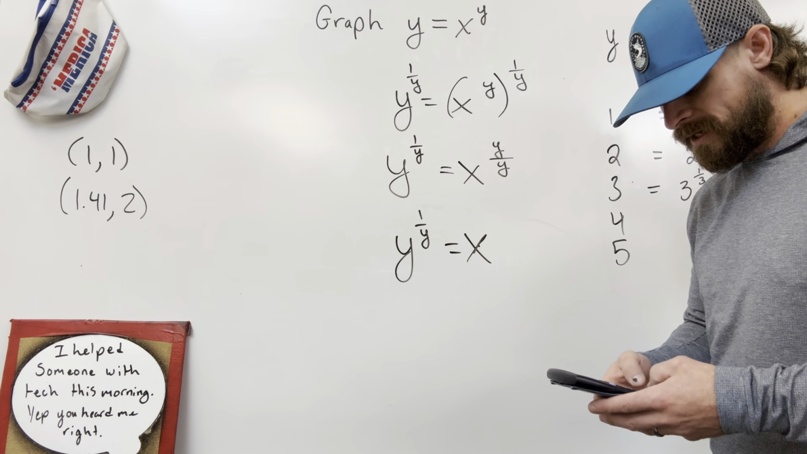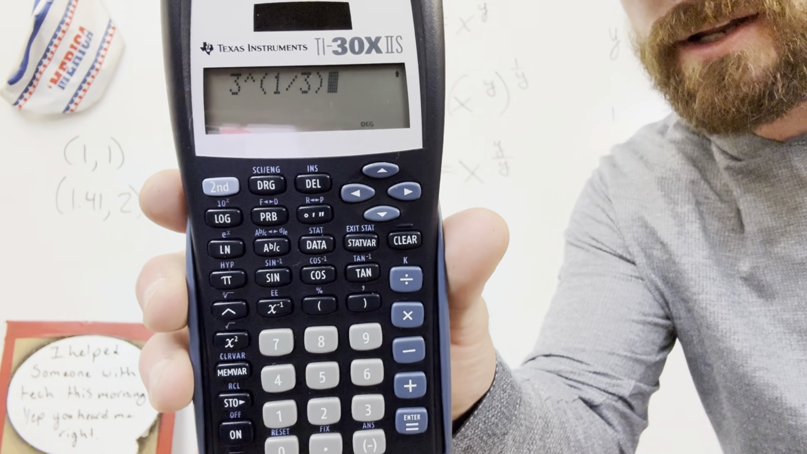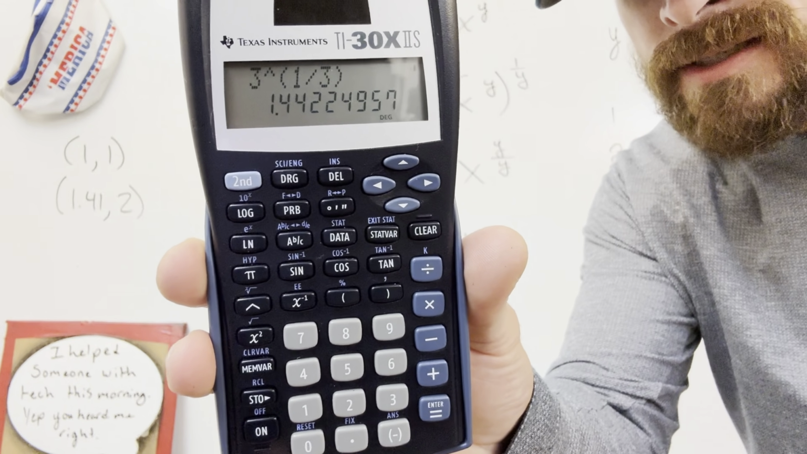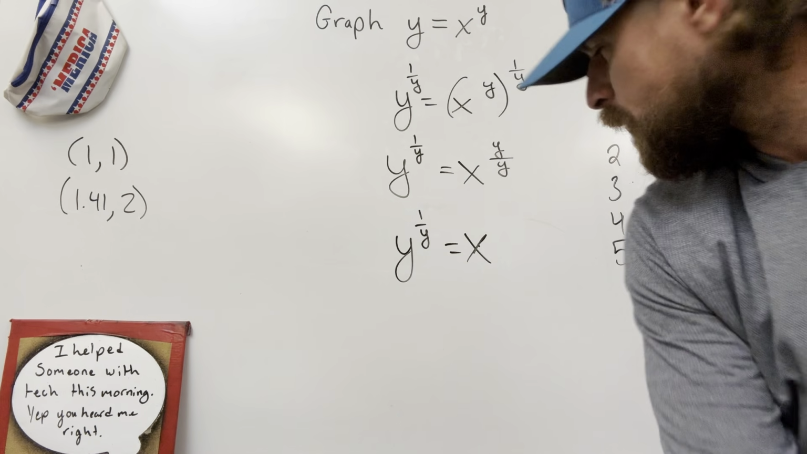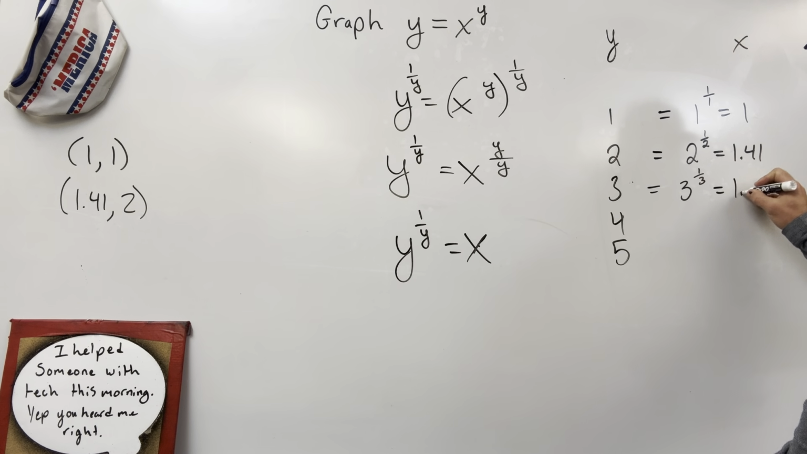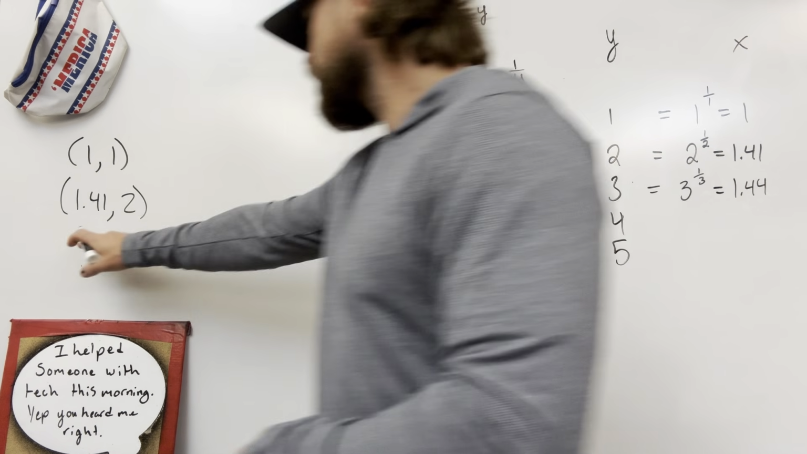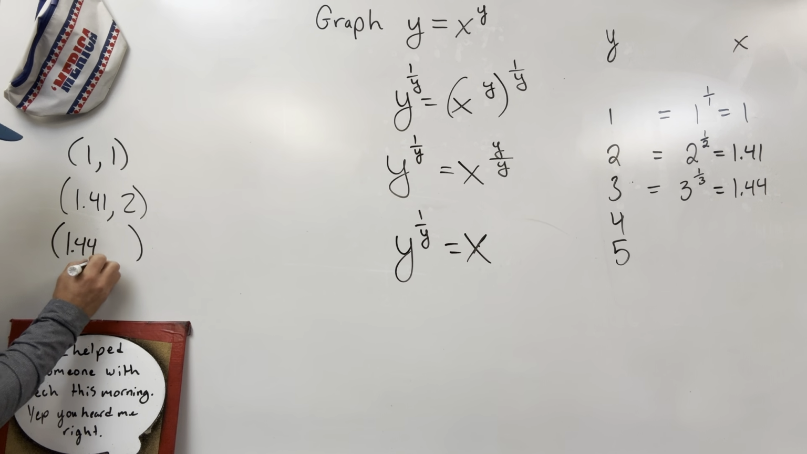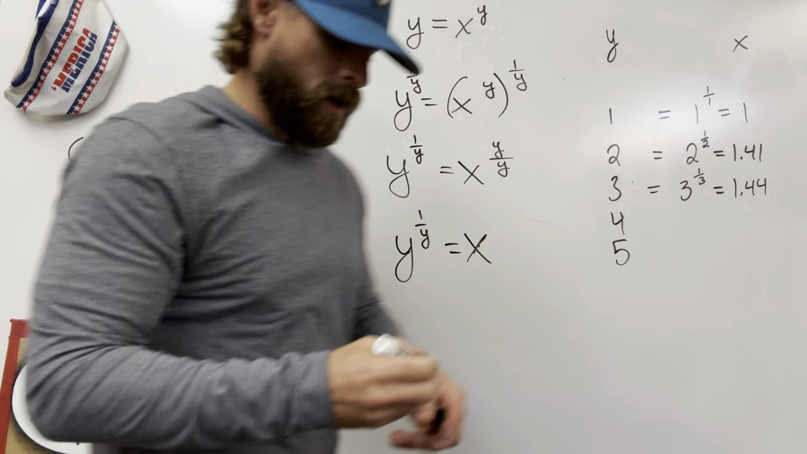I'll show you what that should look like on your calculators. You have to group the 1/3 together in grouping symbols. Hit enter, and I got 1.44 this time. Actually, it would be rounded to 1.44. So my x value is 1.44 when my y value is 3. Let's list out another coordinate, 1.44, 3. Looks like we're growing x values while we're growing y values.